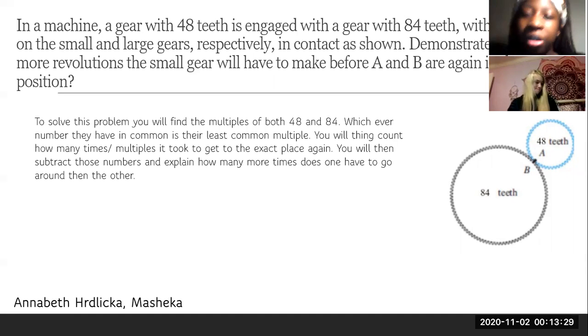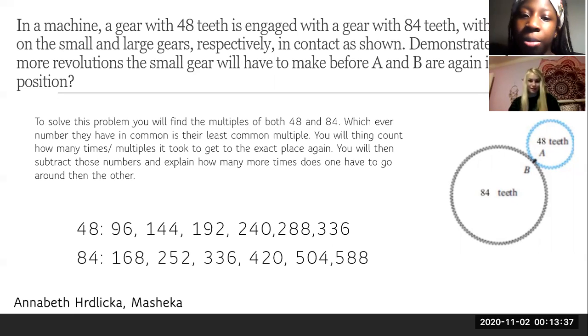So to solve this problem, we'll first have to do the multiples of each number. So 48 and 84, these are the multiples. And then we see that they both have 336 in common. And I have a question for you. Would 336 be considered a least common multiple or a greatest common multiple?